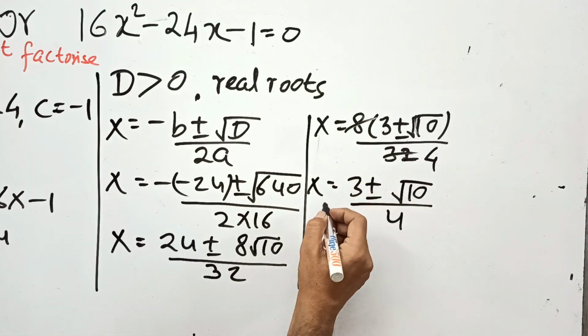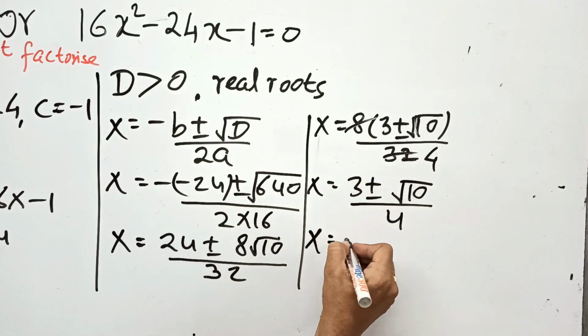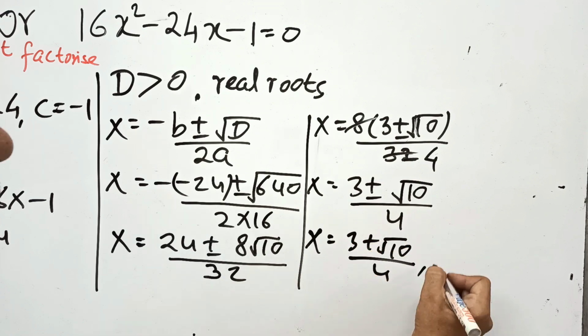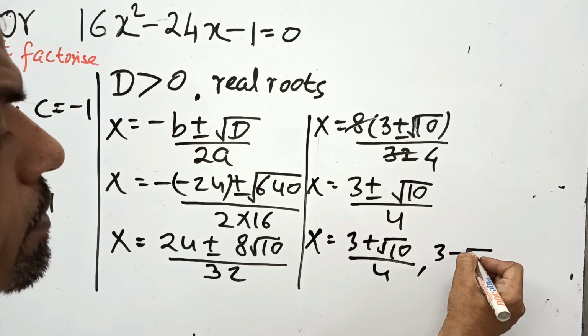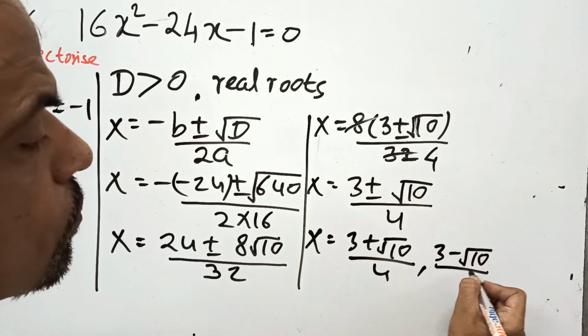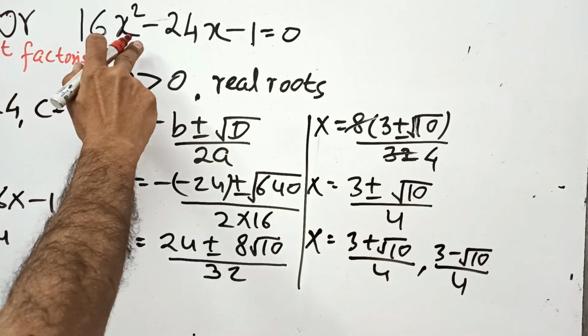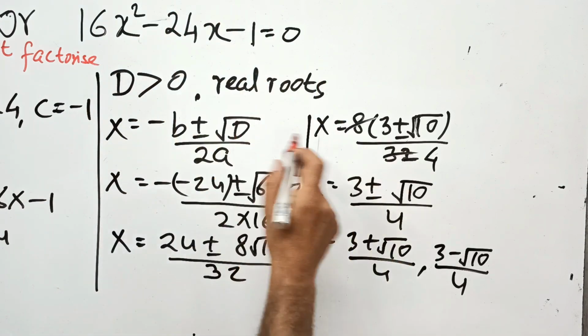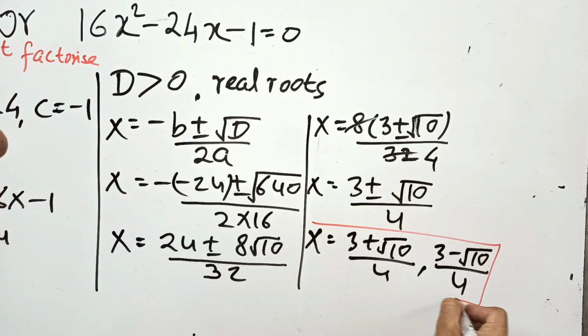So plus minus means one root is 3 plus under root 10 upon 4 and another is 3 minus under root 10 upon 4. If any quadratic equation cannot be factorized by middle term splitting, we can use the quadratic formula. So these are the factors of this quadratic equation.